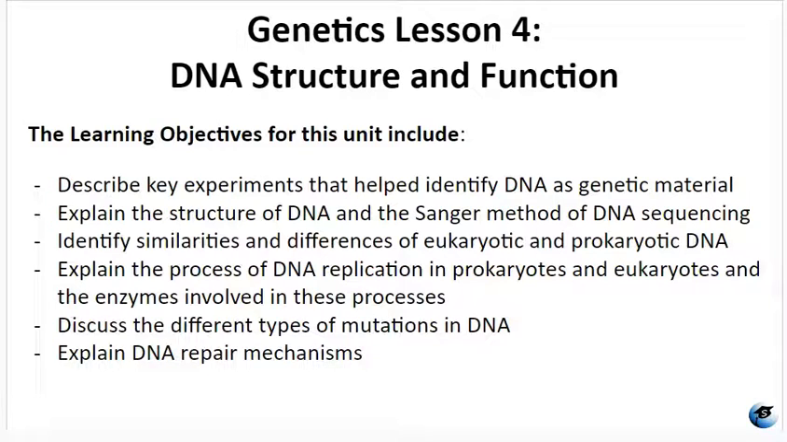The learning objectives for this unit include describing key experiments that helped identify DNA as the genetic material, explaining structures of DNA and the Sanger method of sequencing DNA, identifying similarities and differences in eukaryotes versus prokaryote DNA and DNA replication, explaining the process of replication in both prokaryotes and eukaryotes, and the enzymes that are involved in both of those. And then we'll talk about the different types of mutations that can happen during DNA replication and how DNA repair mechanisms help to compensate for those mutations.